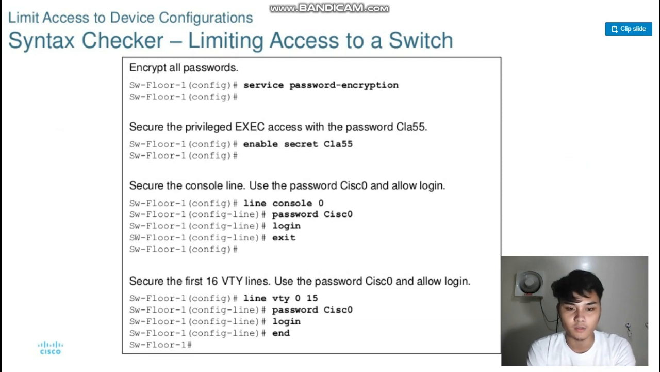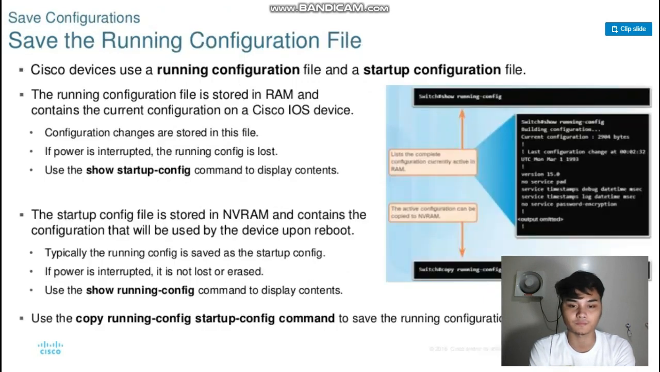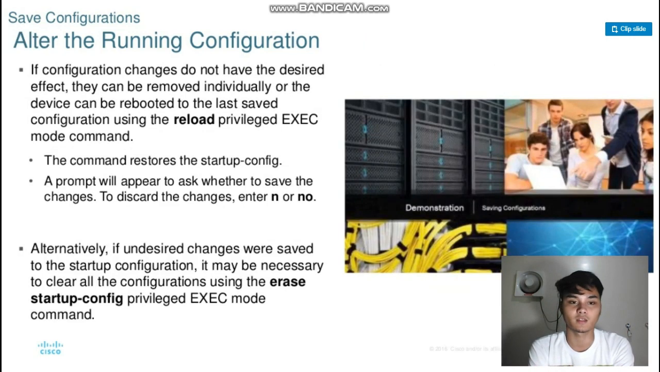Syntax checker: limiting access to a switch. As you can see, we encrypt all passwords, enable, the console line, and the VTY lines. Next we save the running configuration file. You may use the copy running-config startup-config command to save the running configuration for all your configuration, and then the reload command. If configuration changes are not as desired, they can be removed, or the device can be rebooted.